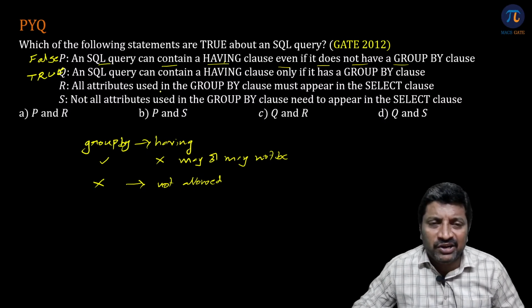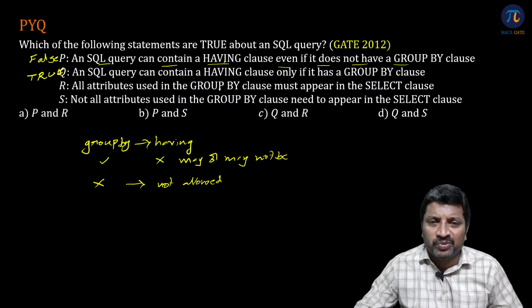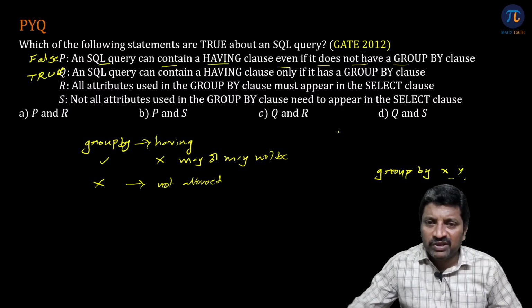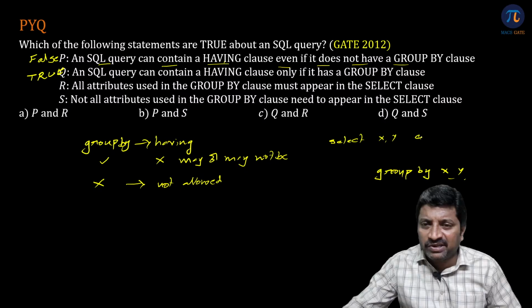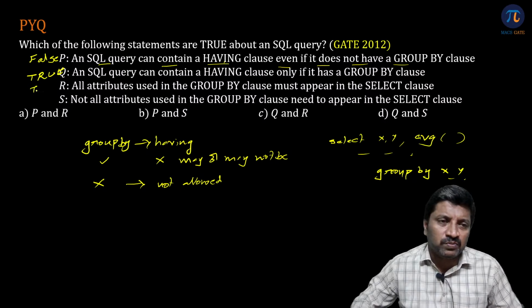Then, all the attributes used in the group by clause must appear in the select clause. That is what we told, right? So whenever you have some x, y in group by, all those must be present in select also: select x, y and some aggregate operator, something like average of something. So this is true.